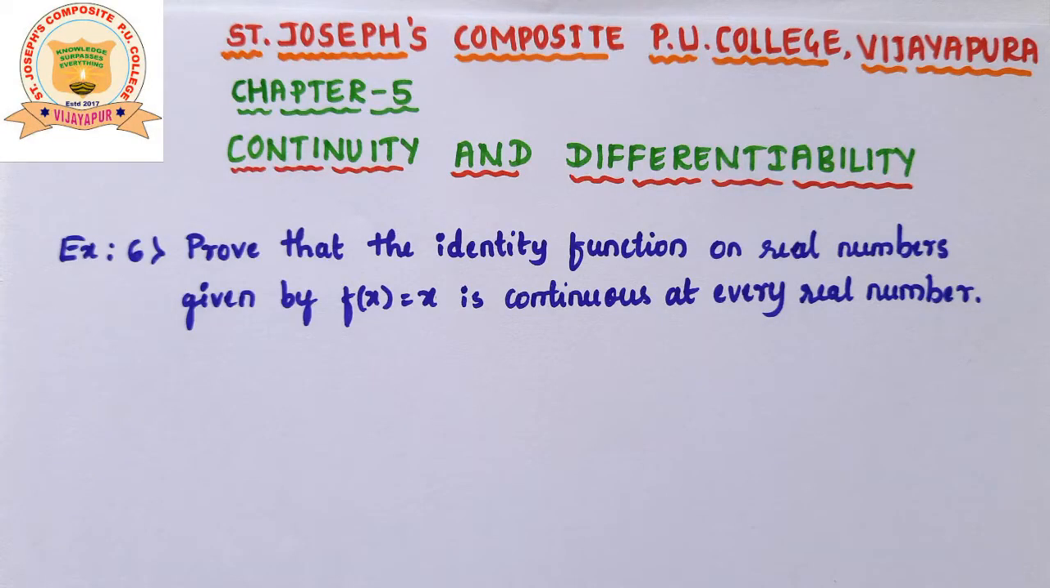Hello everyone. Now we are discussing chapter 5, continuity and differentiability. In the last session we discussed continuity and we solved 5 examples on that. Now we will start this session with example number 6, that is, prove that the identity function on real numbers given by f of x is equal to x is continuous at every real number.